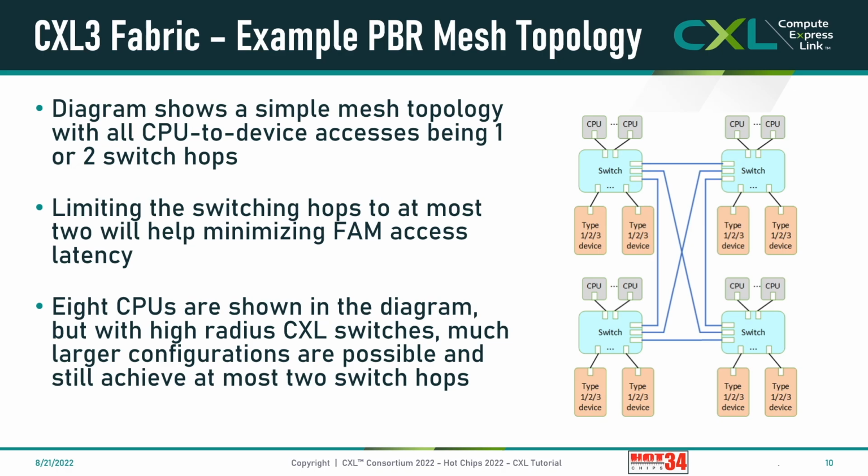Larger systems could be constructed where each of the chassis are a quarter or even a half a rack. These larger systems would require higher radix switches, but would provide the same maximum of 2-hop switching and latency profile as the smaller 2U-based system. The CXL fabric will allow cost-effective scale-up systems to be constructed from standard off-the-shelf components.